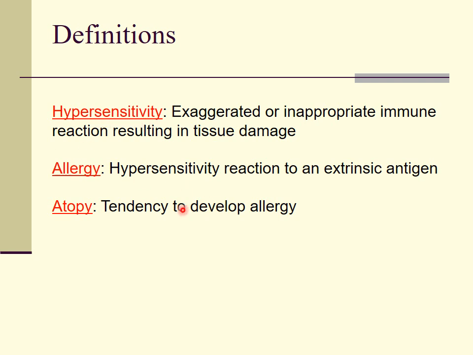hypersensitivity. And if this hypersensitivity reaction is against an extrinsic antigen, in this case known as an allergen, then the phenomenon is known as allergy. And if there is a genetic tendency to develop allergies against very harmless things like dust, pollen, that may include a mild annoying reaction to severe body damaging reactions, and even sometimes they become fatal too, that is known as atopy.